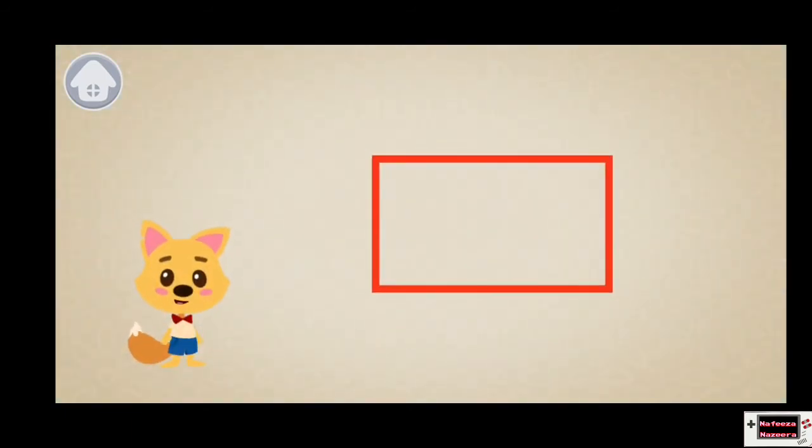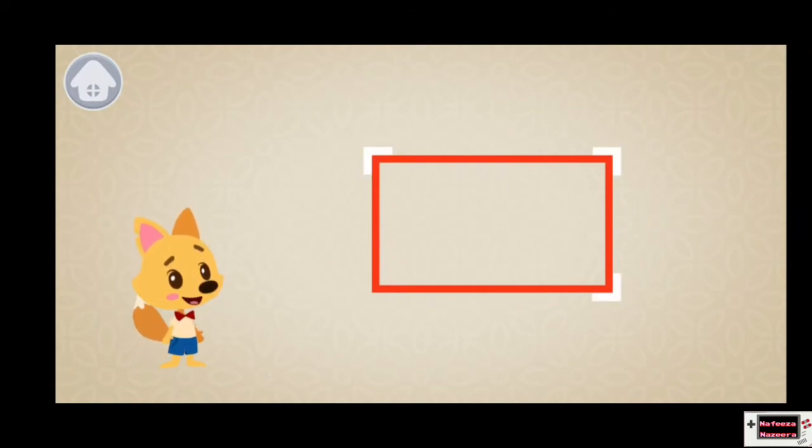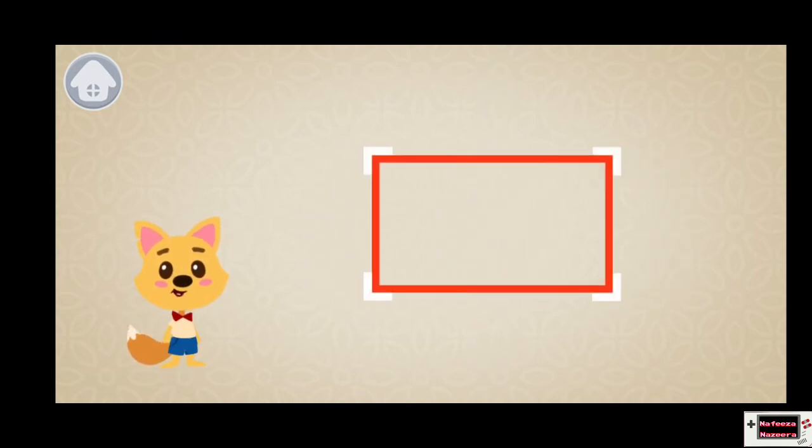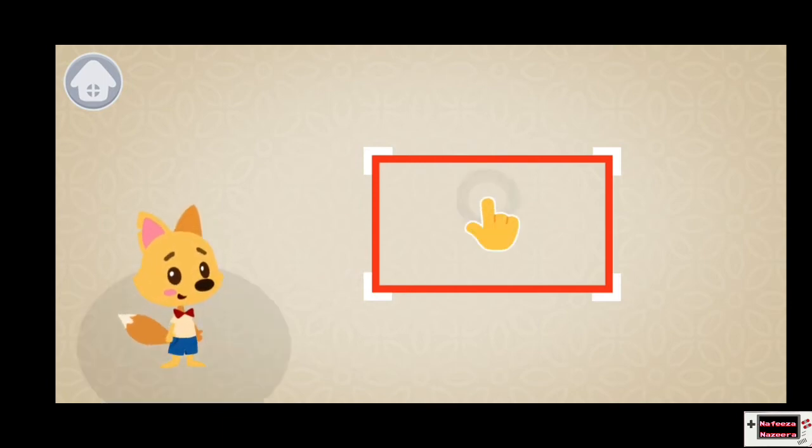This is a rectangle. It has four angles. 1, 2, 3, 4. The rectangle and the square are similar, but the rectangle can be higher or wider than the square. Tap on the rectangle. Great!